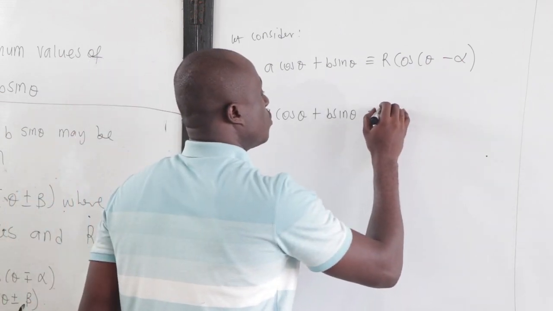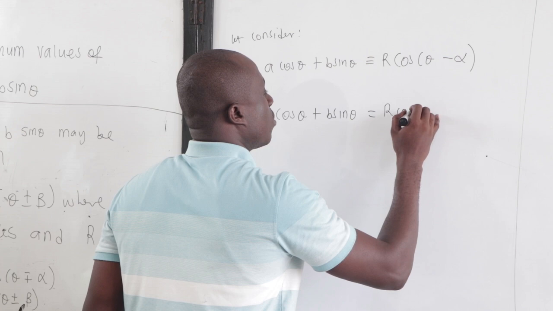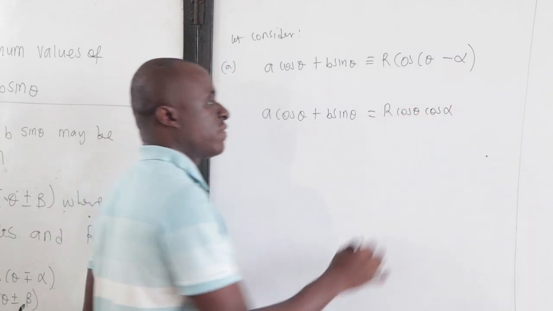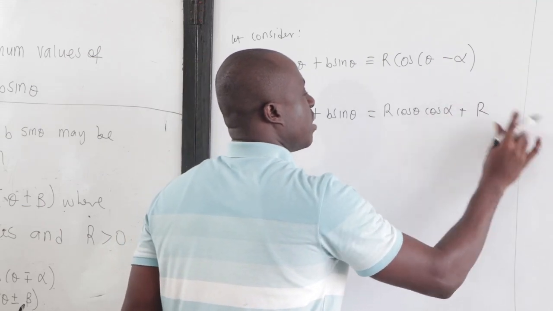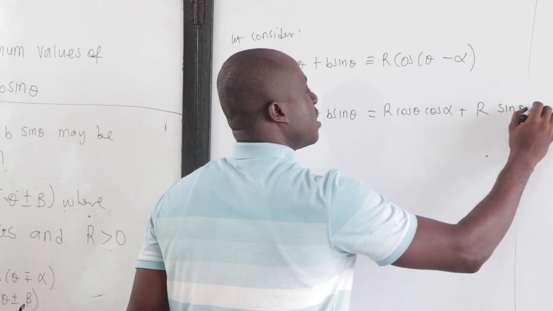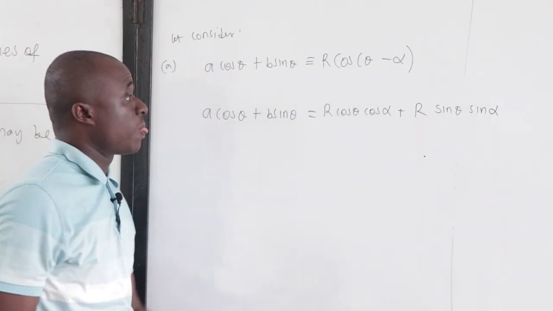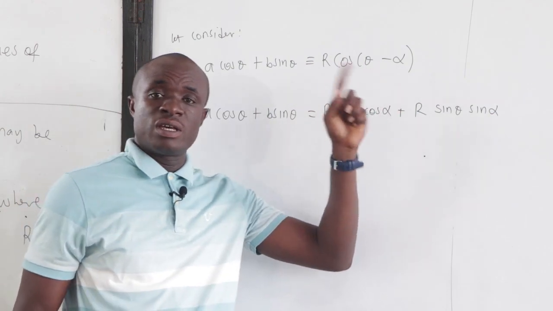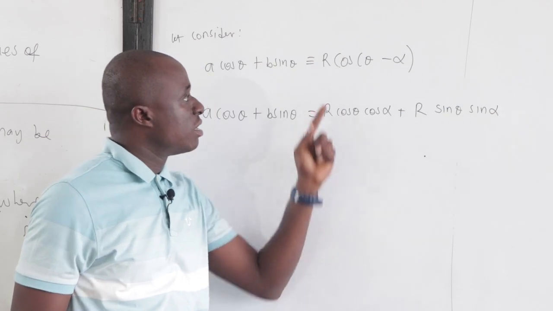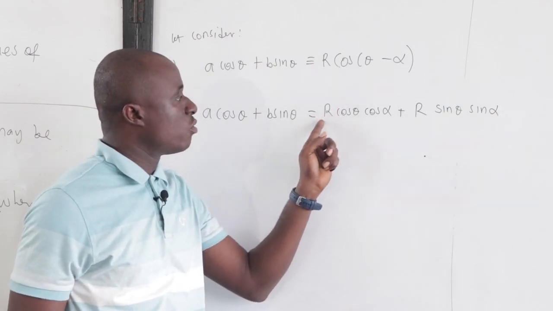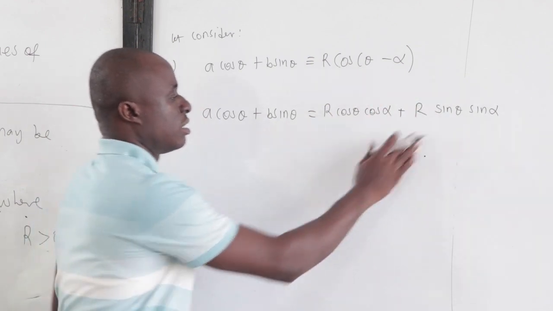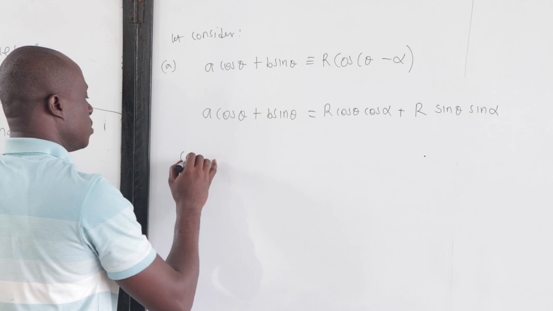Now, we have this to be r cos theta cos alpha plus r sin theta sin alpha. That is factorizing. Recall that cos(a minus b) is cos a cos b plus sin a sin b. Now, there is r multiplying it, so this r will multiply the cos and also multiply the sine. Now, comparing coefficients.